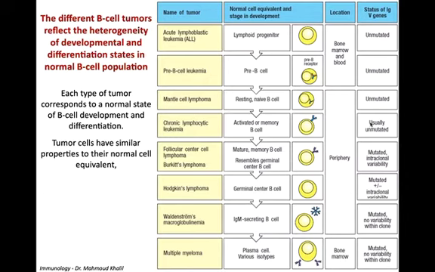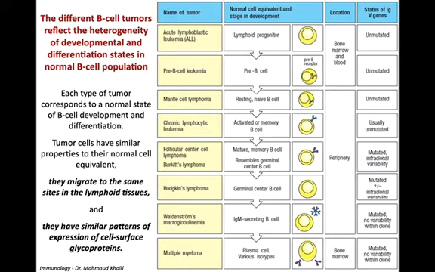So tumor cells have similar properties to the normal cell equivalent. They behave the same and migrate to the same site in the lymphoid tissue. They also have a similar pattern of expression of cell surface glycoproteins, perhaps more highly expressed, but the same pattern of these cell surface glycoproteins.